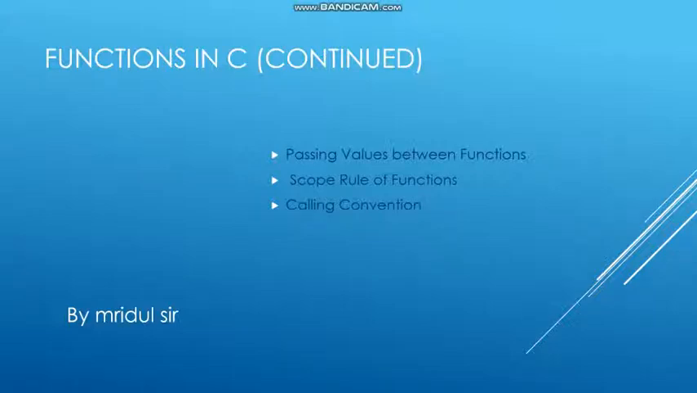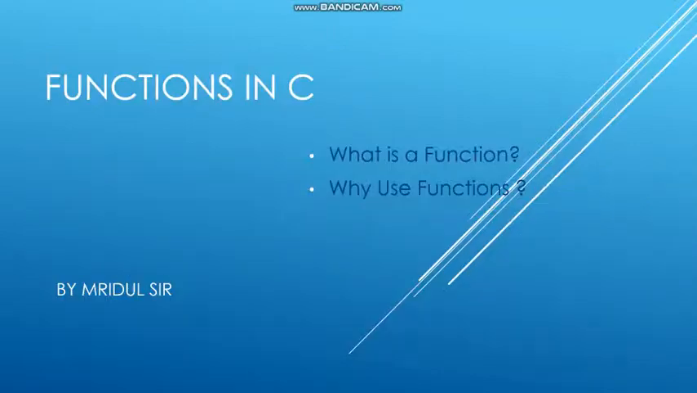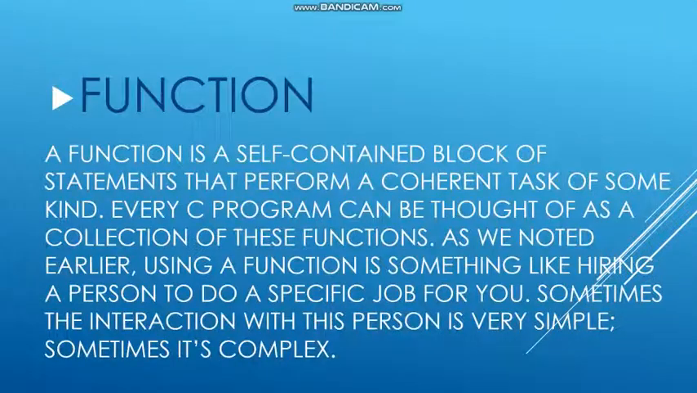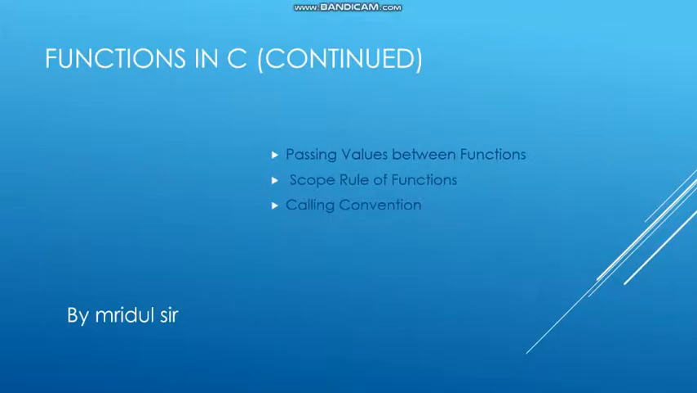So we are going to continue our last video, which is function in C. In the last video we have done what is a function and why use function. For further we are doing passing values between functions, scope rules of functions, calling conventions. Passing values between functions is a very vast topic and we have to understand very well what the rules are for passing values between functions and how to pass the values between functions. In this we are going to study about the arguments also, that what type of arguments are there.